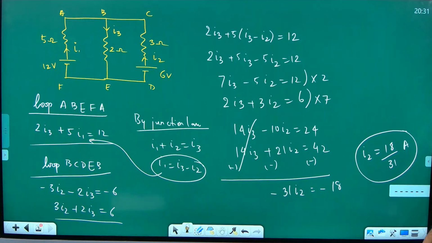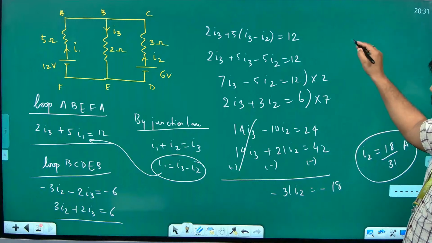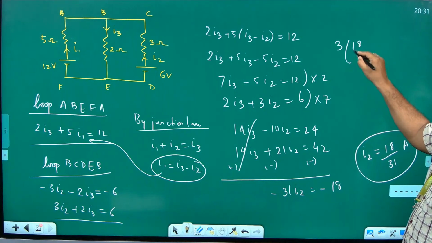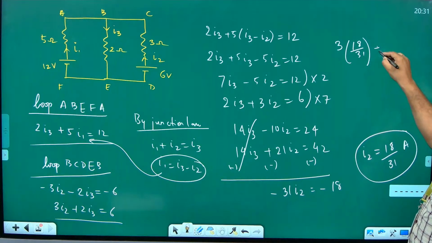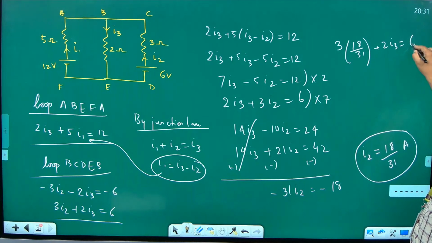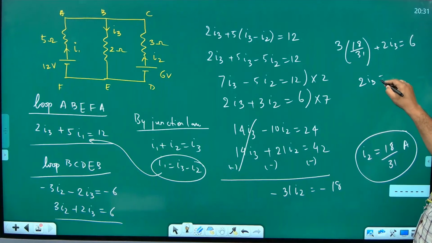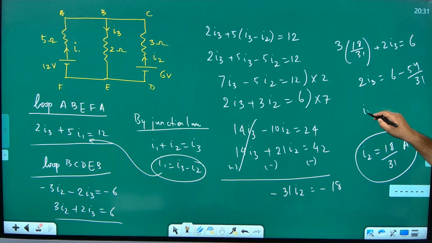Let us check I1, how much it will come. Once I got the I2 value, I am going to substitute I2 in any equation. I can substitute here, I will get I3. So it will become 3 times 18 by 31 plus 2I3 is equal to 6. So 2I3 is going to become 6 minus 54 by 31. So I3 will become equal to, what is 31 into 6? 186. So 186 minus 54 by 62.